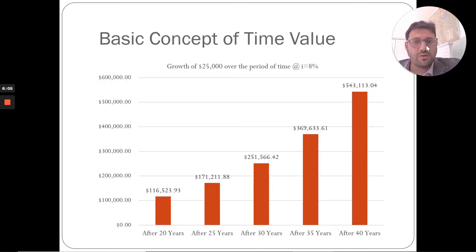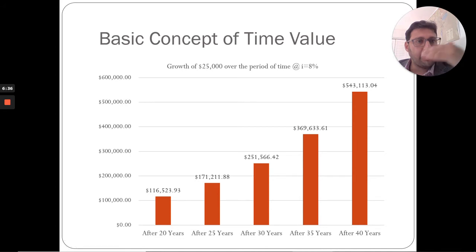So first of all, look over here. Say you have $25,000 and you have invested it at 8%. After 20 years, that $25,000 will grow to $116,523. After 25 years, it will grow to 171,000, and likewise you can see after 40 years it will grow to 543,000. And you can see that this increase is not linear.